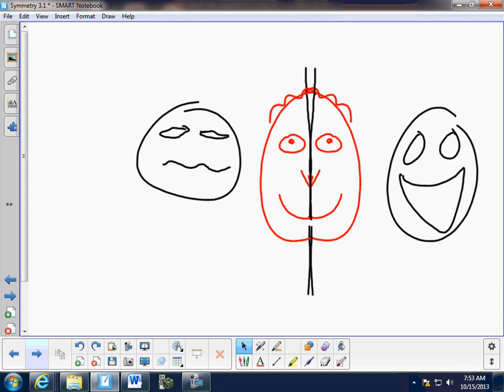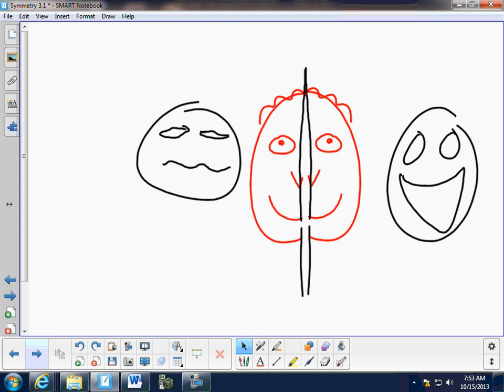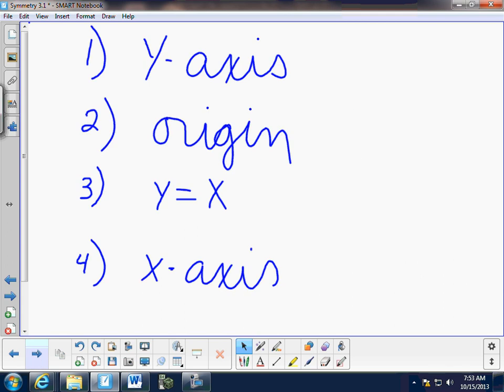Anyway, the point is symmetry, the balance. We are sort of symmetrical, but in some sense, we're really not too symmetrical. You've got a freckle over here that you don't have over there. You've got a scar from something over here that you don't have over there, whatever. But you get the idea. We're going to look at these four main kinds of symmetry: y-axis, origin, y equals x, and the x-axis.